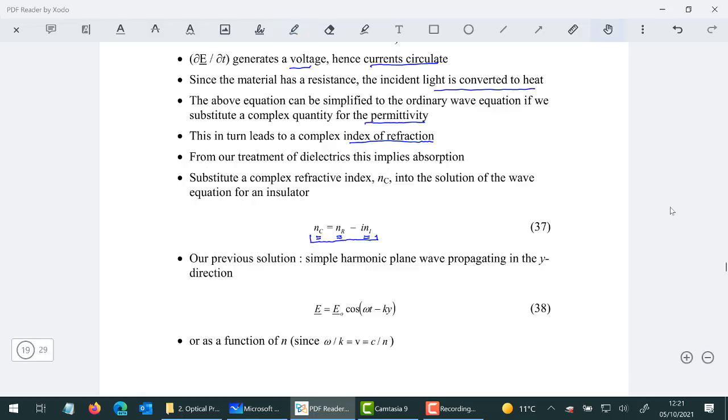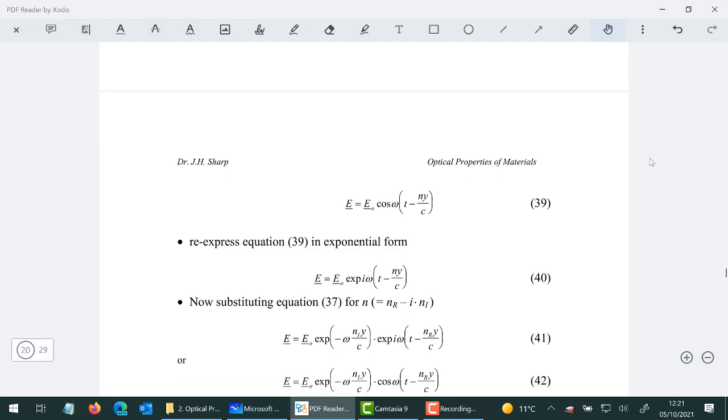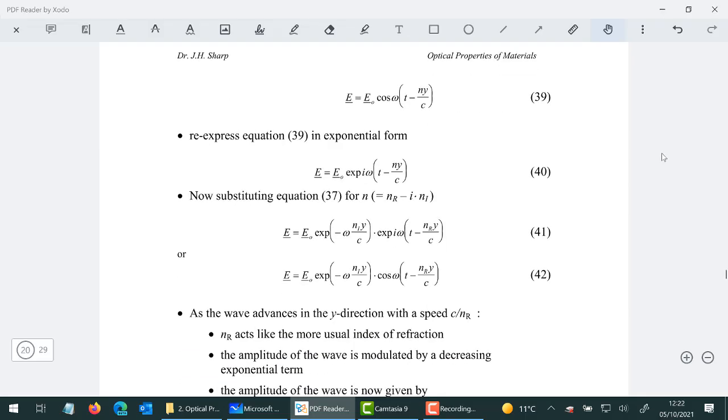So we can use our guesstimated solution that it will be some sort of sinusoidal variation. And we can rewrite that expression because we have a relationship between the refractive index and the frequency, the angular frequency, and k. So rewriting that expression, we end up with an equation here. And you can see that again, it's just cosine of, and then we have our angular frequency taken outside, and this time we have the refractive index here.